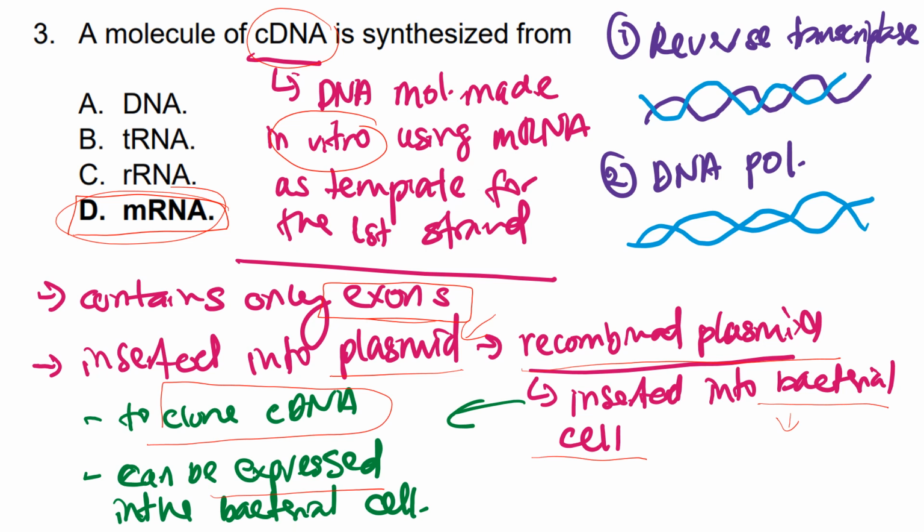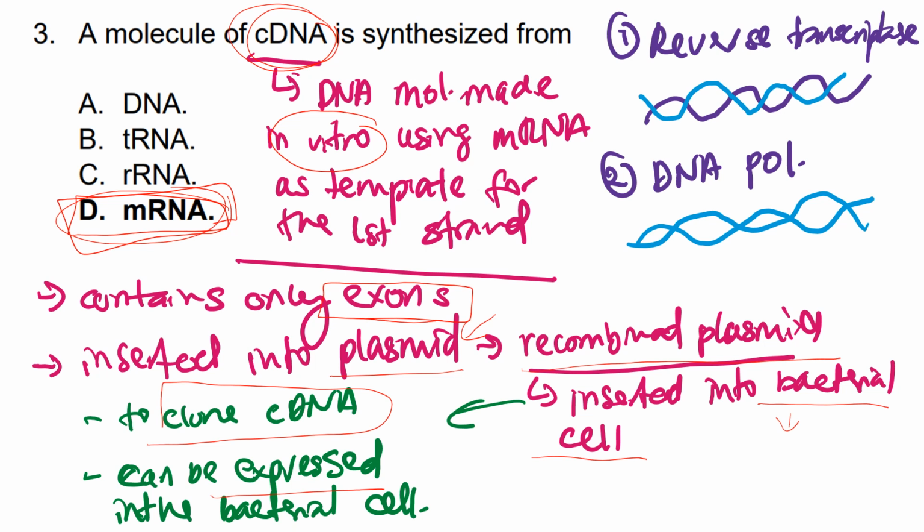When you want to produce a cDNA molecule, you have to isolate the mRNA molecule from the cell that produces the protein that you desire. For example, you want the mRNA that can produce the protein insulin.